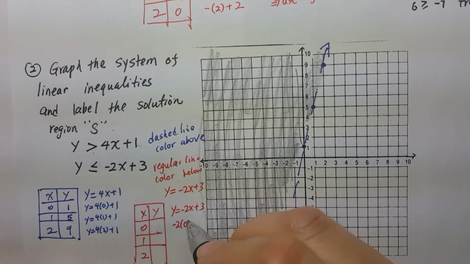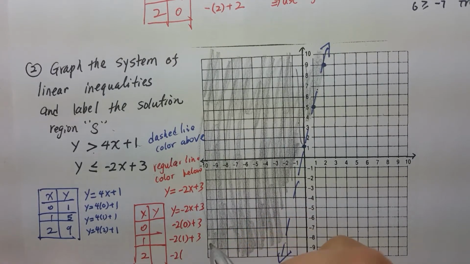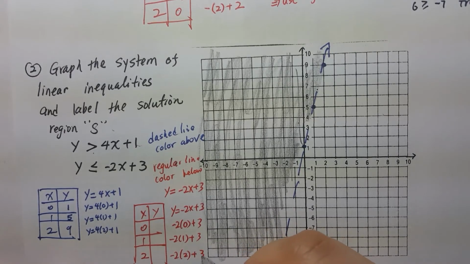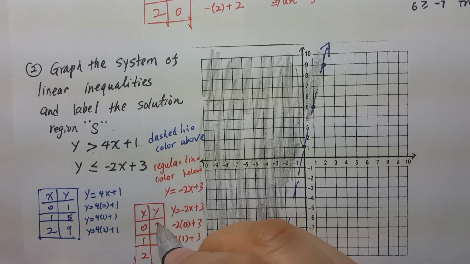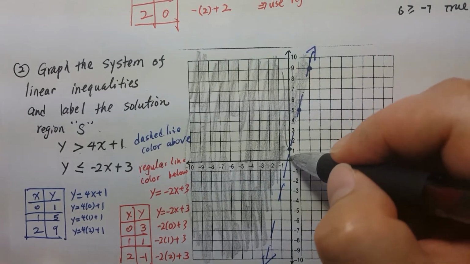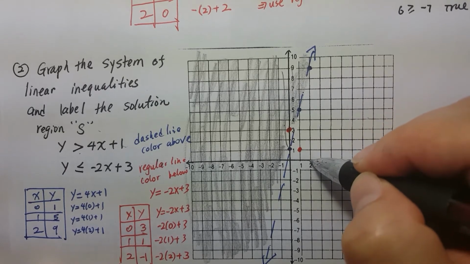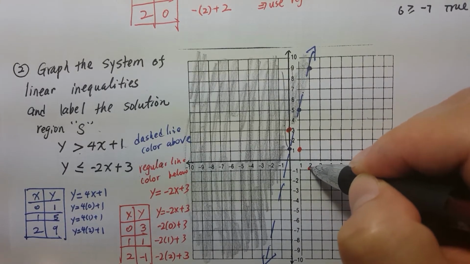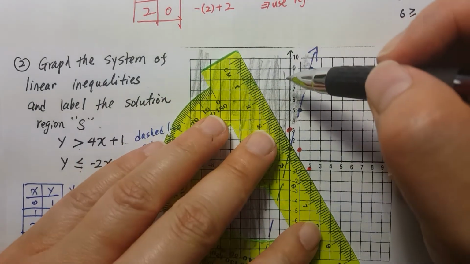Negative 2 times 0 plus 3. Negative 2 times 1 plus 3. Negative 2 times 2 plus 3. So you can type it in the calculator or do it in your mind. So you're going to get 3, and then you get 1, and then negative 1. Now we're going to plot the points (0, 3), (1, 1), and (2, negative 1). Because it's an equal sign, we're going to use a regular line.